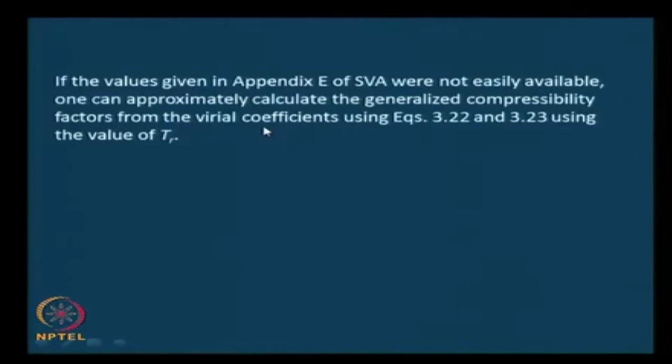Suppose the appendix was not available to you, the textbook was not available to you, or in other words the tables of Z0 and Z1 were not available to you. If the values given in appendix E of Smith, Van Ness and Abbott were not easily available, one can approximately calculate the generalized compressibility factors from the virial coefficients used in 3.22 and 3.23 using the value of TR. I have actually given you the way to go about this. What I would like you to do is do the calculations and see how much of a difference you get in the values. Take about 10 minutes to do this.